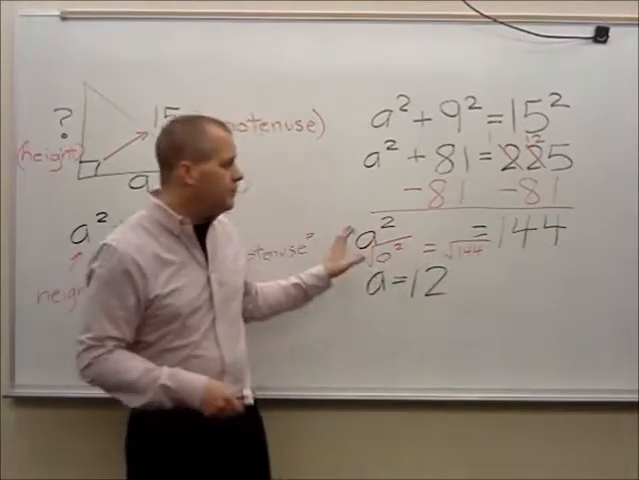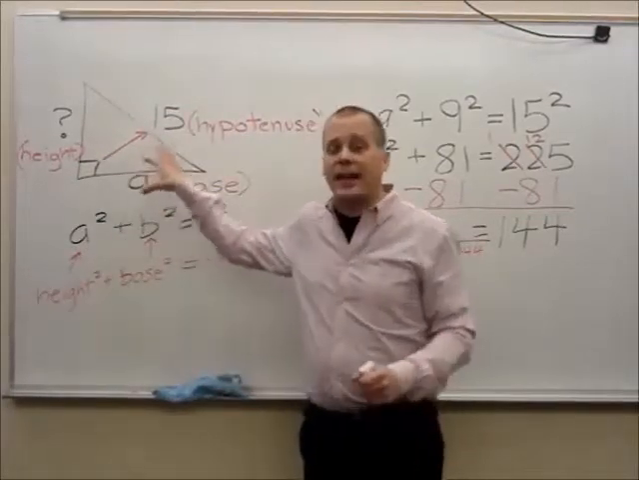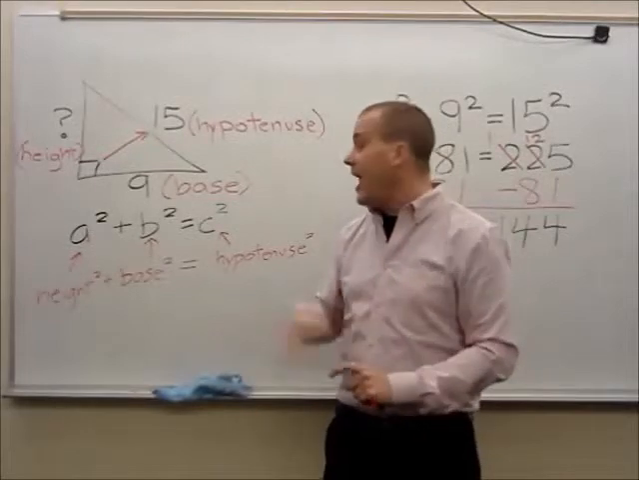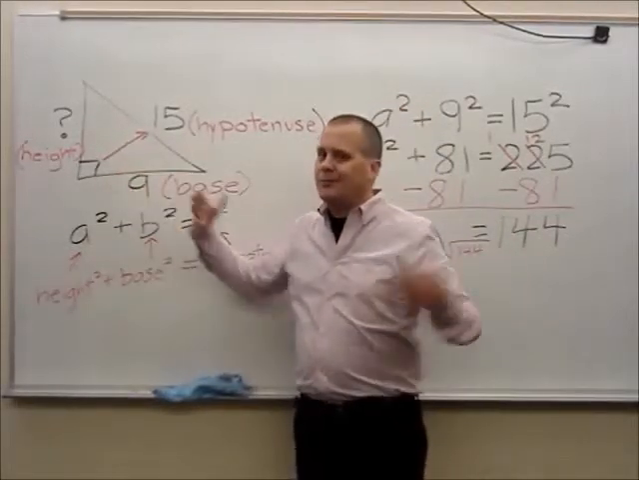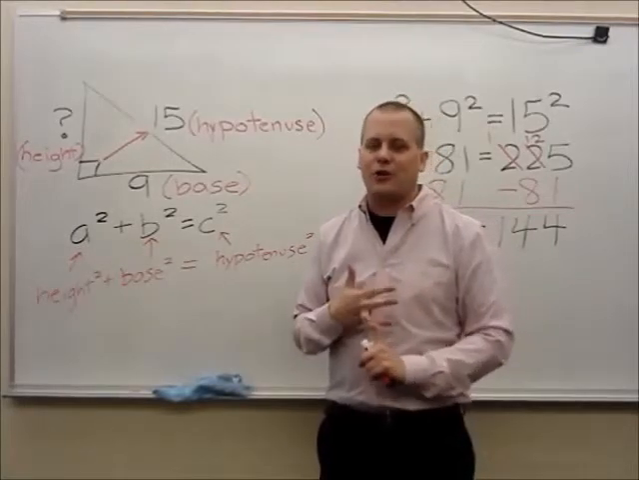So hopefully that helps you with the Pythagorean theory. It works if you have a right angle, and if you know any two side lengths. Doesn't matter what two side lengths they are, you can figure out the third side length.